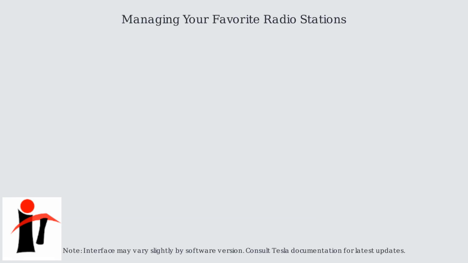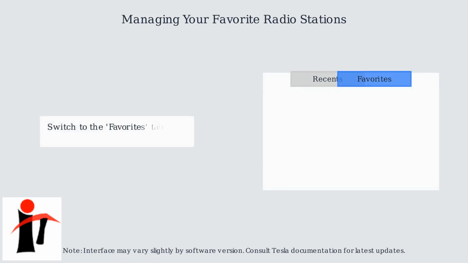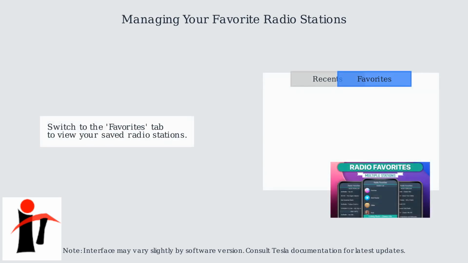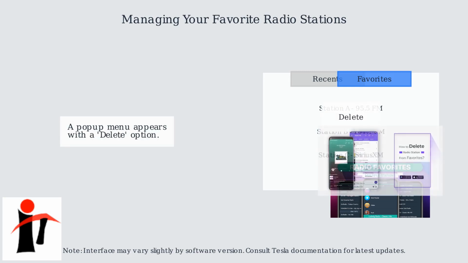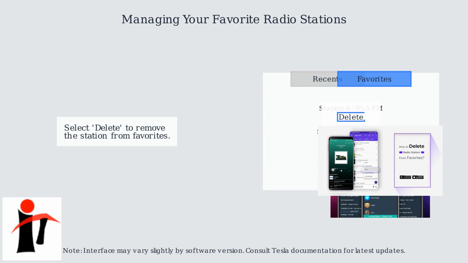To manage your favorite radio stations in the Tesla Model 3, start by switching to the Favorites tab in the radio interface. Once in the Favorites tab, you'll see your saved stations. To remove one, long press on the station name. After long pressing, a pop-up menu will appear, offering options including Delete. Tap Delete to confirm and remove the station from your favorites list.